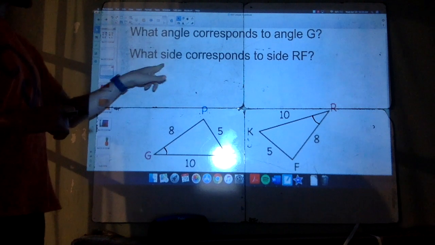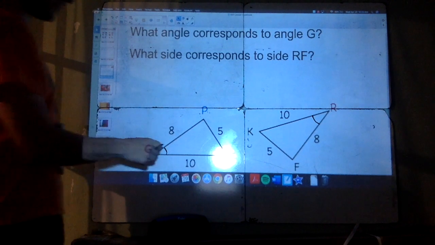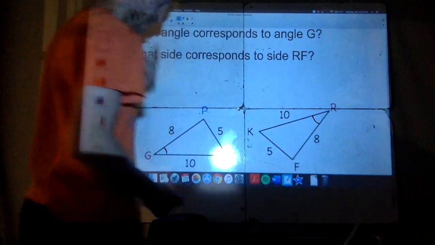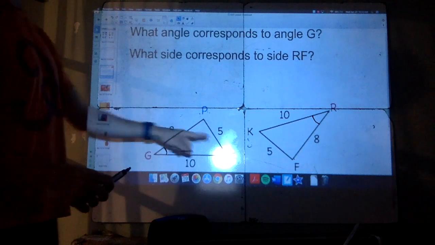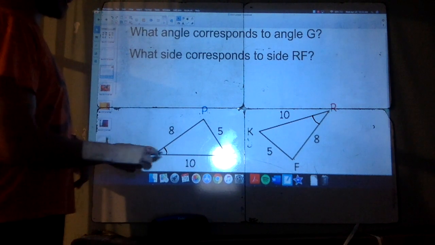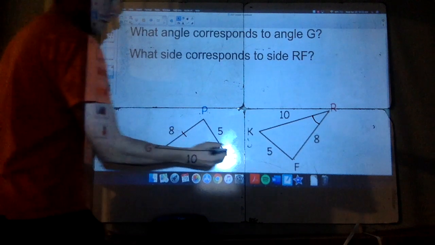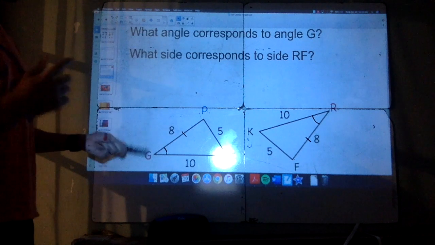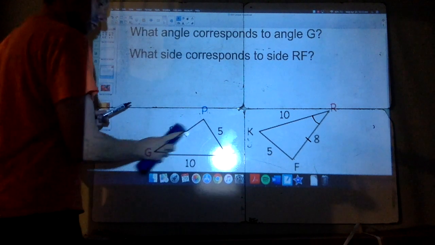And then it says what side corresponds to side RF. So RF is the side that's 8 and it starts at that angle R, so we're going to go from G to P. RF corresponds to GP. Those are related since these triangles are congruent.